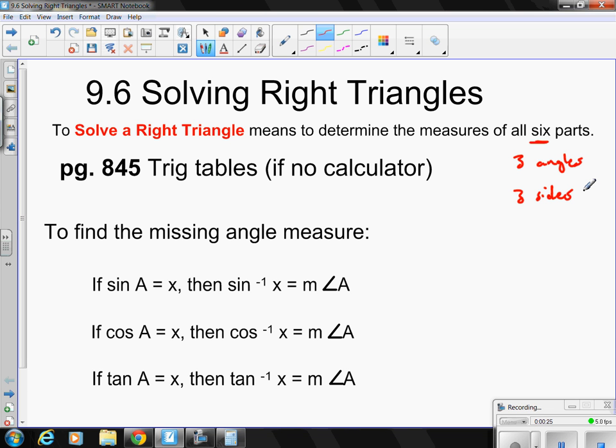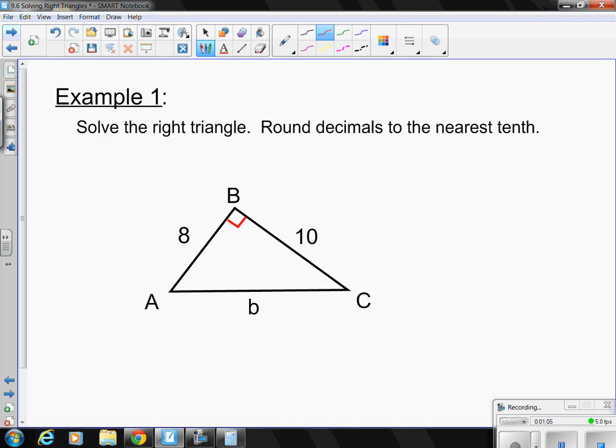But in order to do this, we're going to have to learn a new thing, and it's inverse sine. Okay, the inverse sine undoes the sine. So the sine of A equals x. Then the inverse sine of x equals the measure of angle A. It's going to tell us the degrees of that angle. And we can do the same thing on all of these, on cosine and tangent.